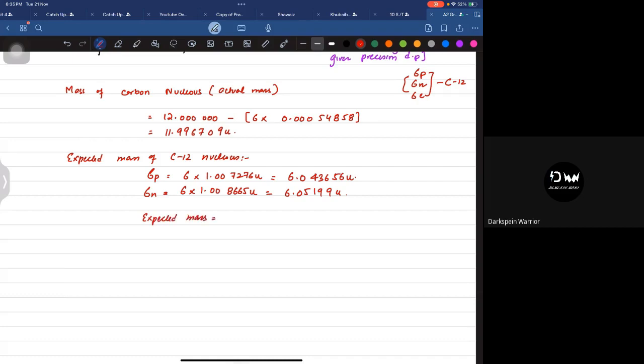And when you add them, this comes out to be 12.095646 U. So when you add it, it should come out as 12.095646, like that. Wait a second, kids. You can write it down and let's see then.